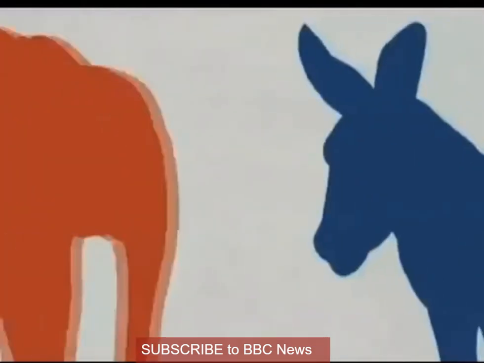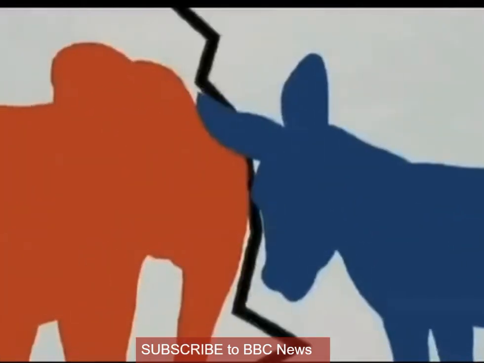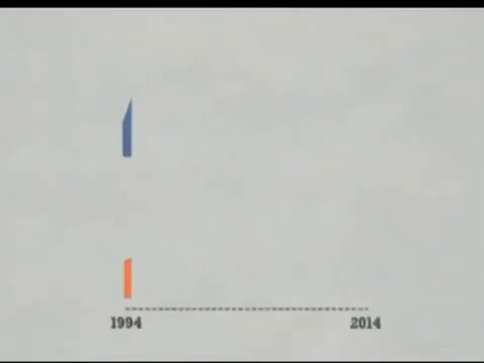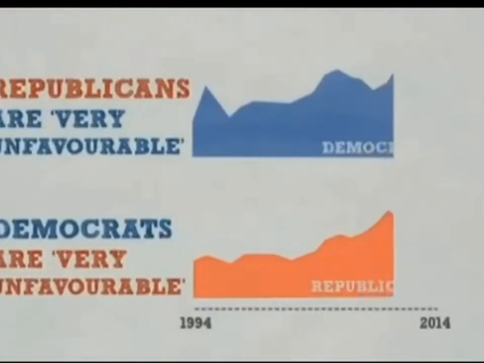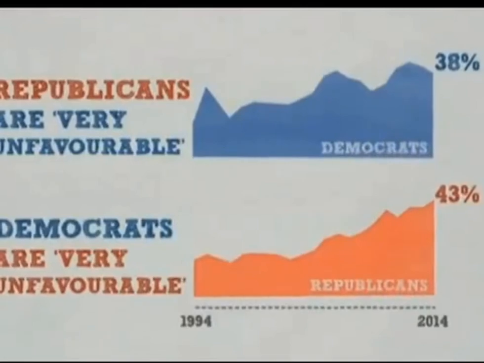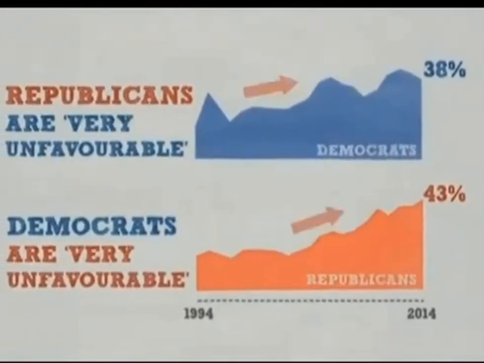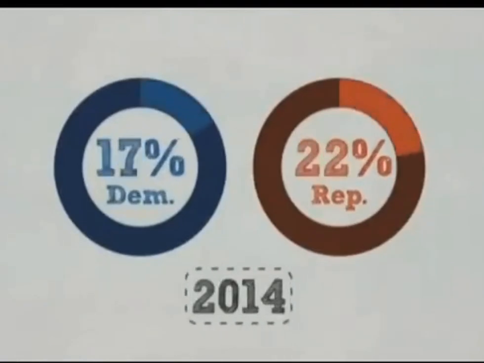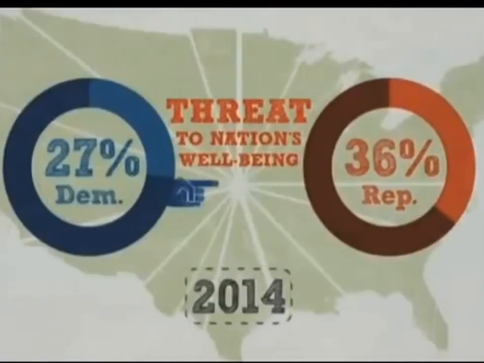Now, Democrats and Republicans have always butted heads, but more and more the disagreement is turning pretty dark. Here's the changing percentage of each party viewing those in the other party as very unfavorable. Now, in 2014, there's also a good chunk who think the other party is actually a threat to the nation's well-being.